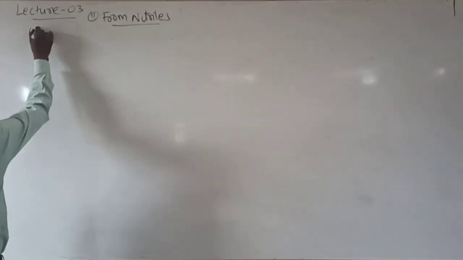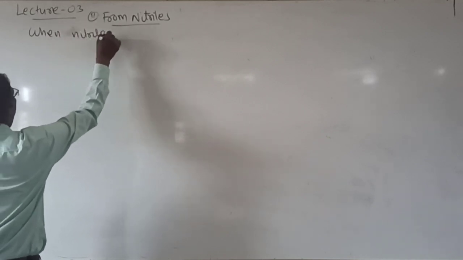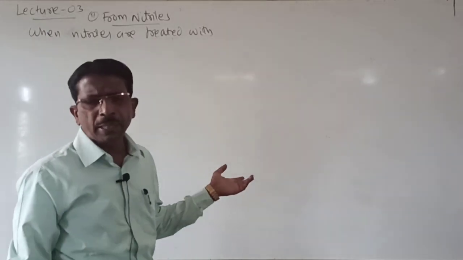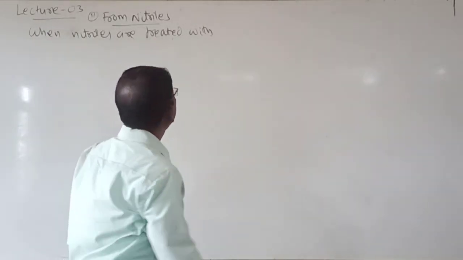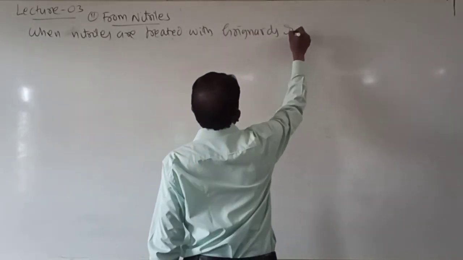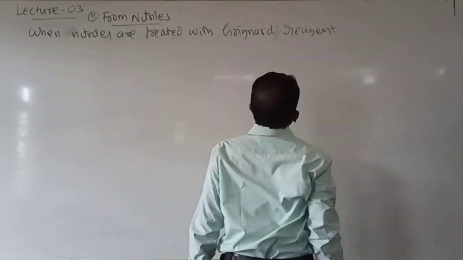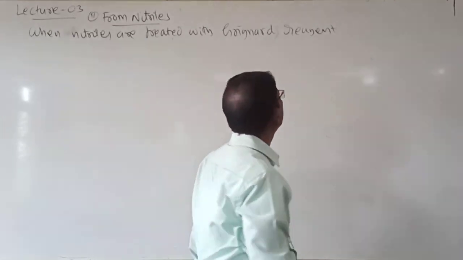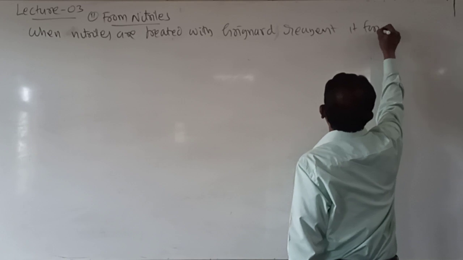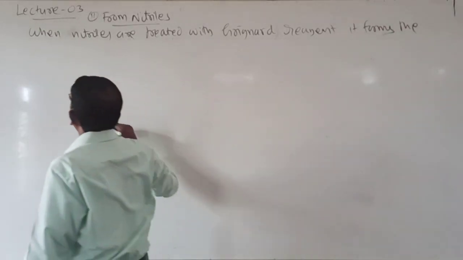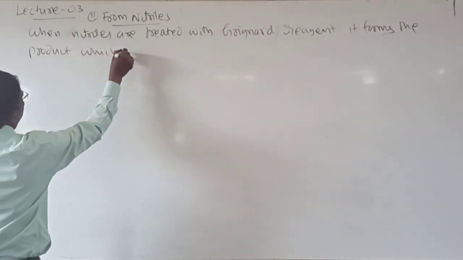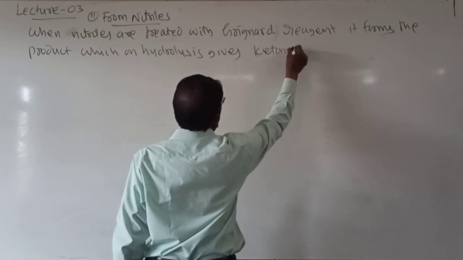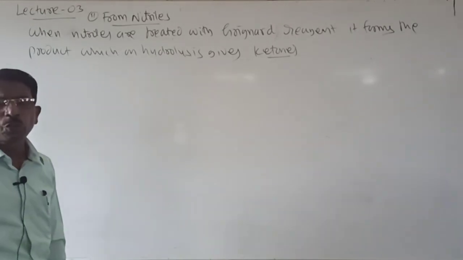Look here students, when nitriles are treated with any Grignard's reagent, after that you will get a complex compound, and the product undergoes hydrolysis, which on hydrolysis gives ketones. Look here students, it is from nitrile.